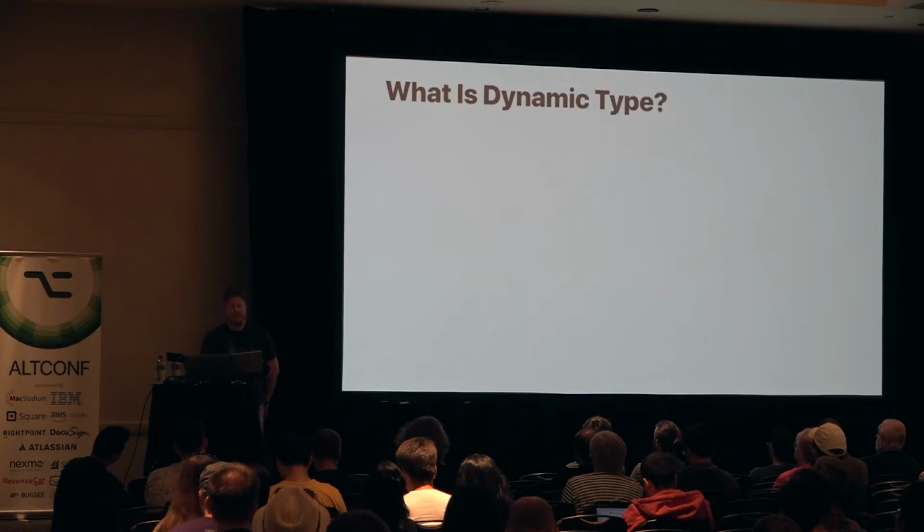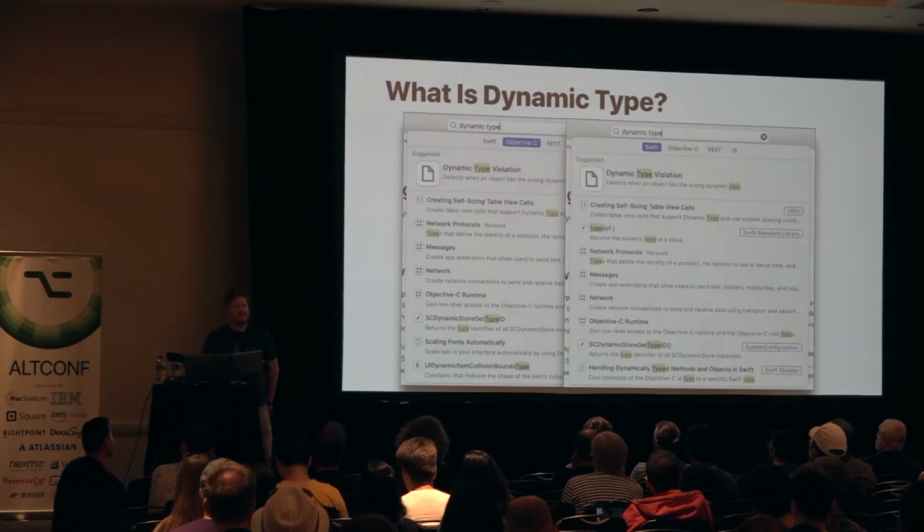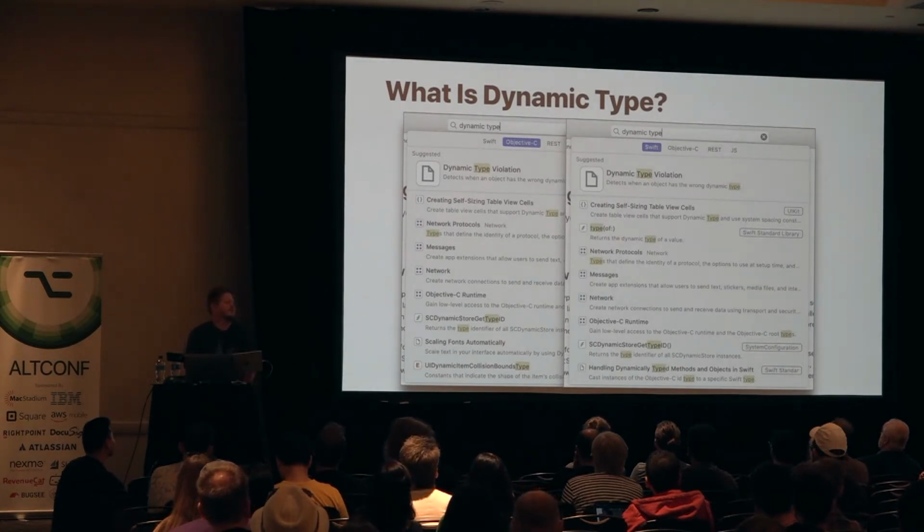So Apple came up with dynamic type. What is dynamic type? Has anybody really tried to search for it? It's fun. Not even Xcode really knows what it is when you try searching. You mostly find things about language features.